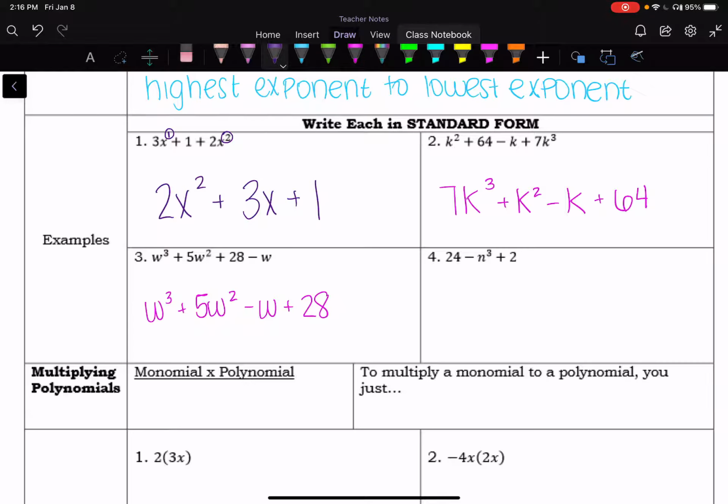Last but not least is number 4. My highest exponent is negative n cubed, followed by 24 and positive 2. However, if we're writing an equation like this, or an expression like this, we want to make sure that it's simplified all the way down. So we're going to add 24 and 2 together to get my final answer of negative n cubed plus 26.